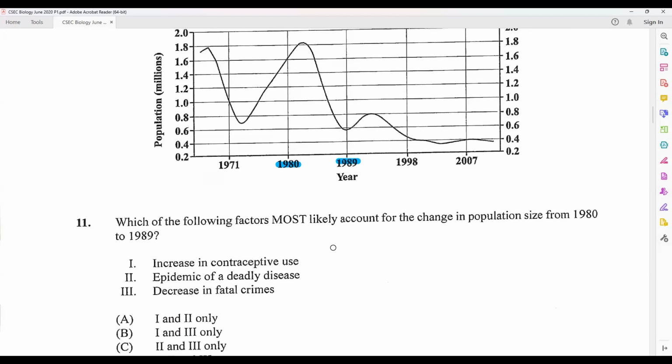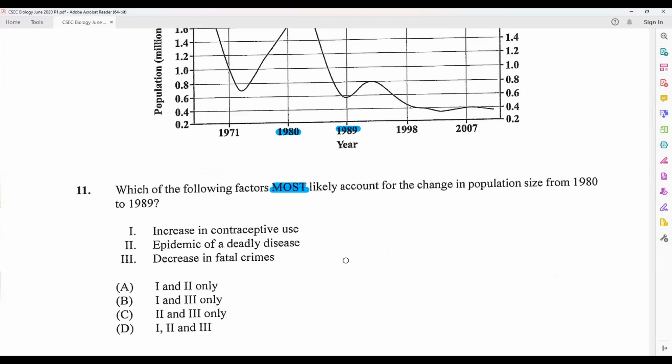Increase in contraceptive use, epidemic of a deadly disease, and you notice this at most, right? Decrease in fatal crimes. And we are going with 1 and 2, because if you decrease in fatal crimes, then more people should be alive, right? So that makes 1 and 2 correct, which puts the answer at A.